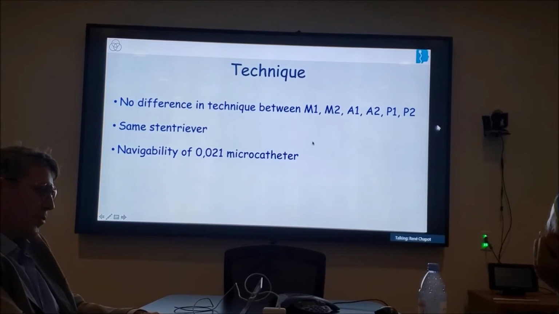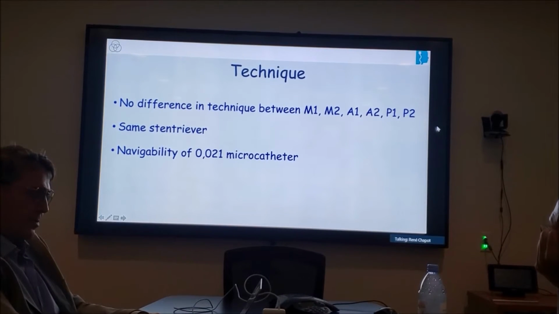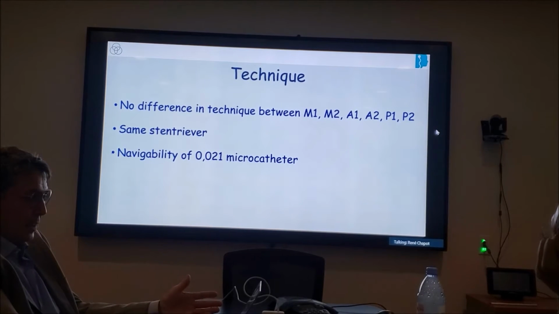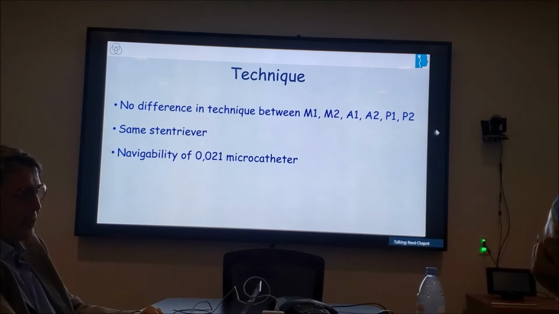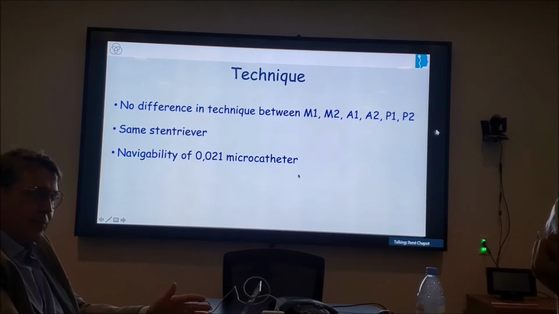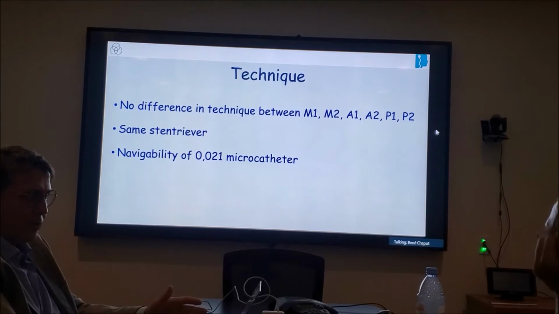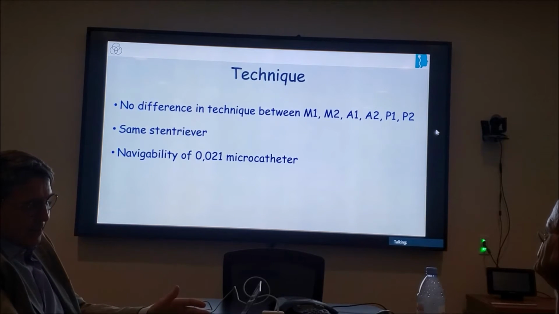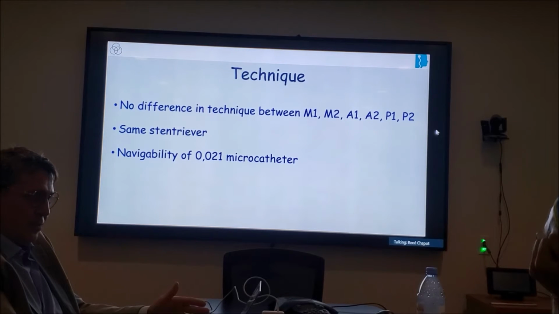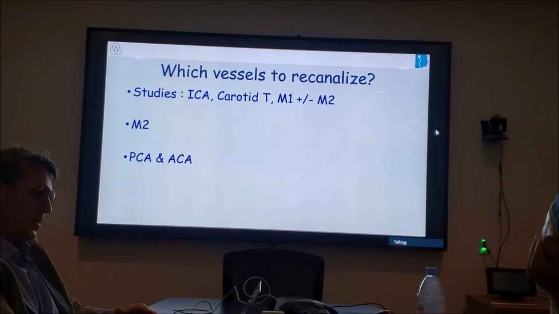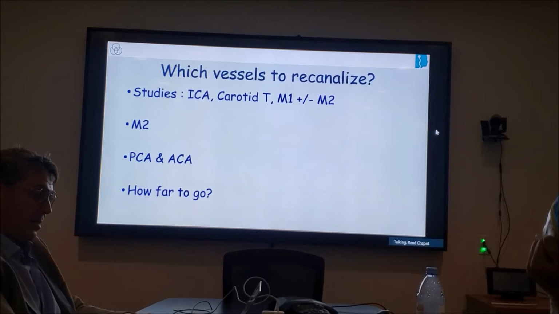But from the technical point of view, there is no difference if you go in M1, M2, A1, A2, P1, P2. It's the same stentriever and the same navigability for the 21 microcatheter, even if ACA may be a bit more difficult than MCA. I mean, if you close your eyes and push the wire like a J, it will always go to MCA, not to ACA. So it's a bit more effort, but still it's something which is reachable for the very large majority of operators. So this was a way to answer for PCA and ACA.